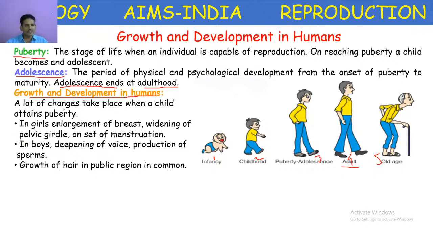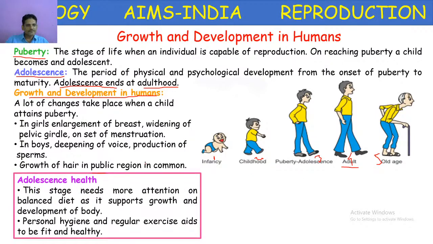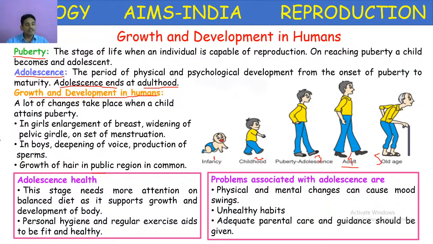In this puberty stage, changes take place. In girls, enlargement of mammary glands, widening of the pelvic girdle, and onset of the menstrual cycle, or periods, start during this adolescent stage. In boys, deepening of voice and production of sperms start at this adolescent age. And the growth of pubic hair is common in both boys and girls. So let us see the importance of this adolescent age. Adolescence is an age of confusion, so a lot of guidance and counseling is required for children who are in adolescence.